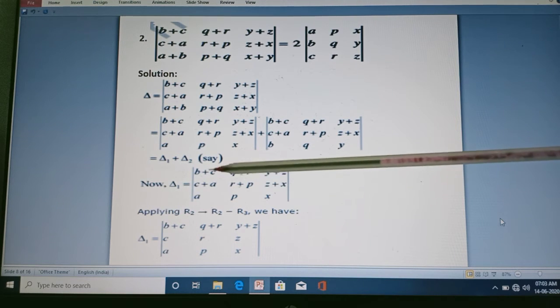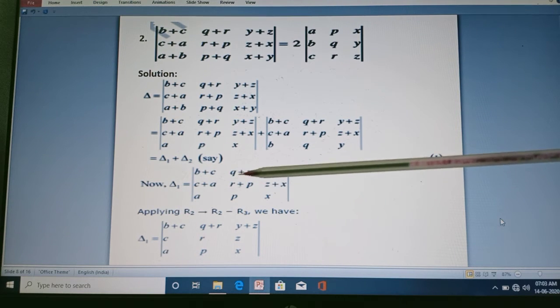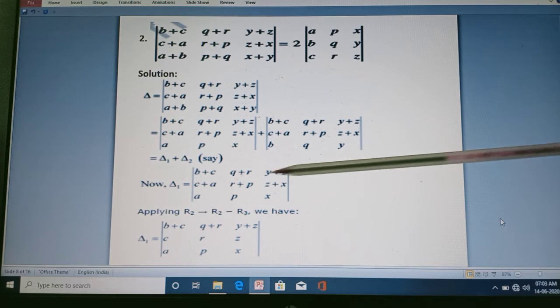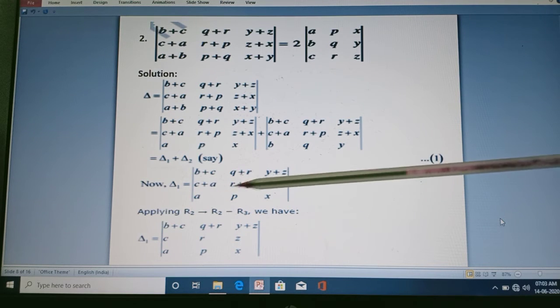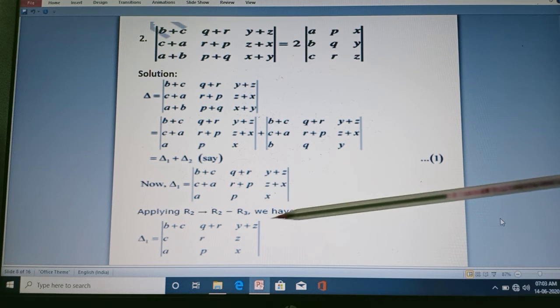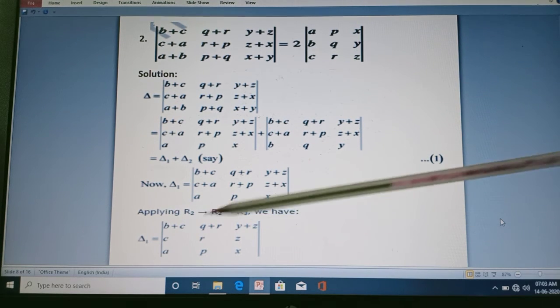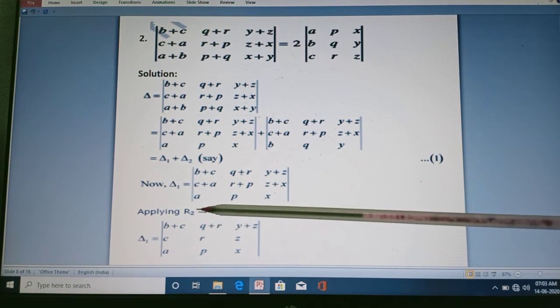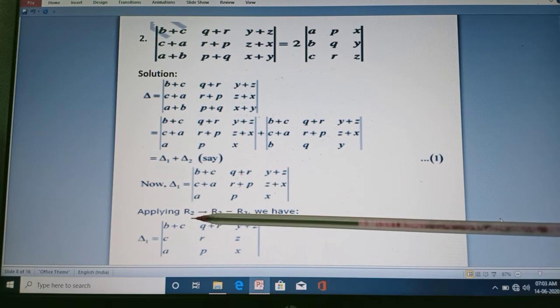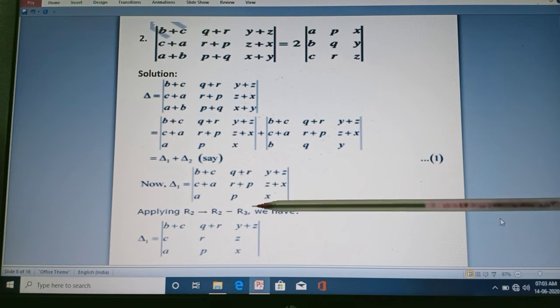Delta 1 is equal to b plus c, q plus r, z plus x in the first row, second row c plus a, r plus p, z plus x, in the third row a, p and x. And now we are going to start the operations. First we are going to change R2. How we are going to change R2? We are going to change R2 minus R3.